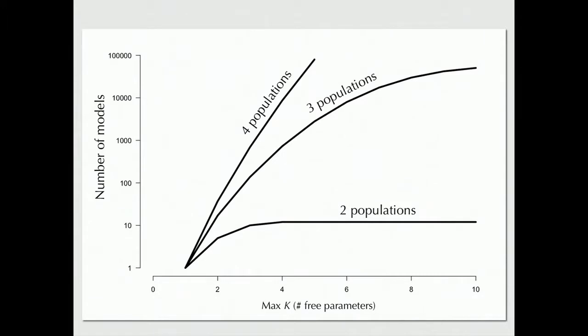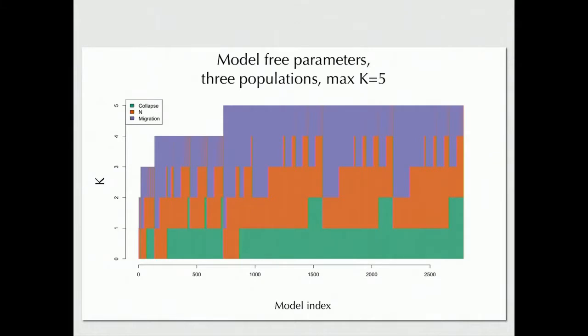You're probably not going to want to do 100,000 models, right? So you have to filter this. And here let's look at just 3 populations with 5 or fewer free parameters. You can see these are the distribution of models. And you can see how the models differ in number of collapse parameters, which is the green. Some have no collapses, like island models, and some have 2 collapses, like a tree model. You can differ in number of Ns you have. You can differ in number of migration rates you have. So here's all the models plotted that way.